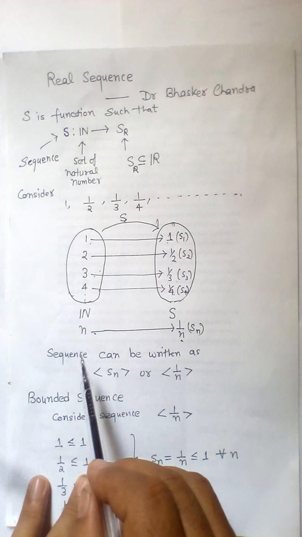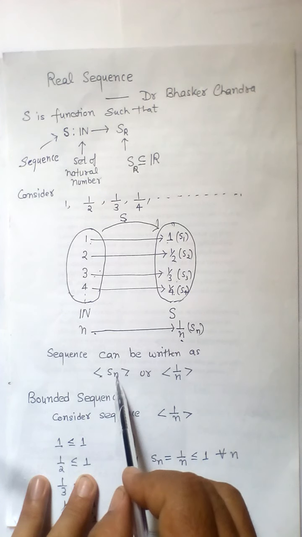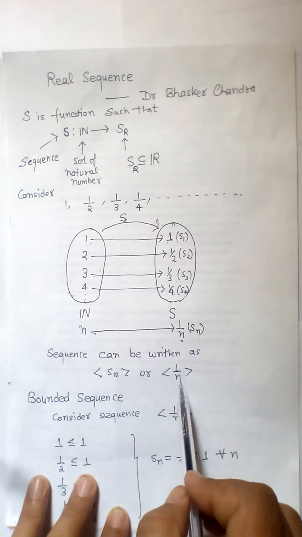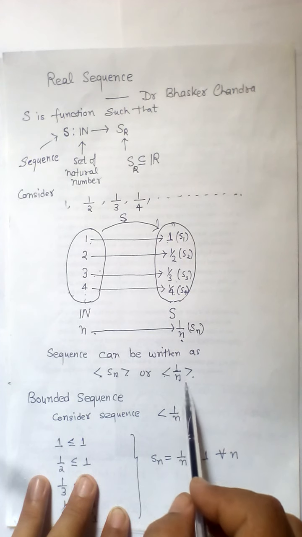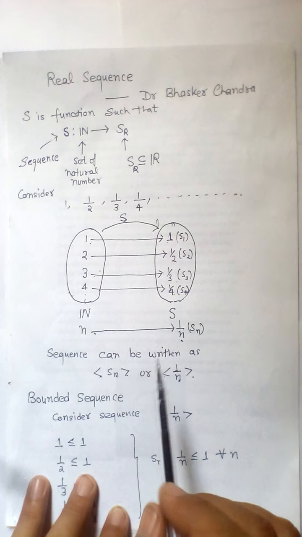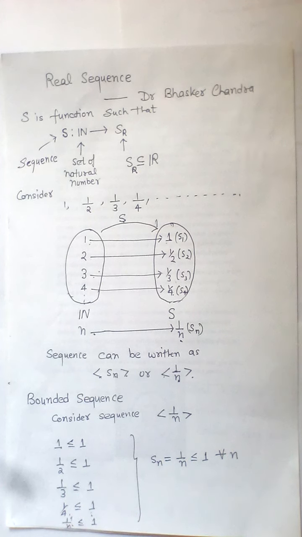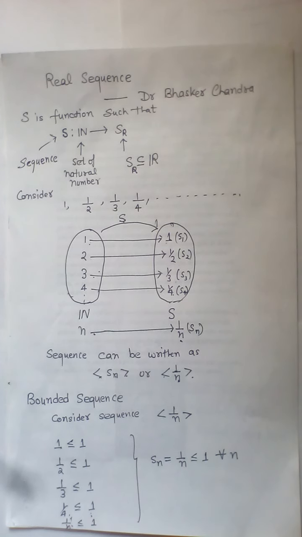So a sequence can be written by writing only the general term 1 by n, because all the terms can be calculated by putting n equal to 1, 2, 3, 4, etc. So a sequence is a function, a real valued function, which can be defined from the set of natural numbers to any subset of the set of real numbers.